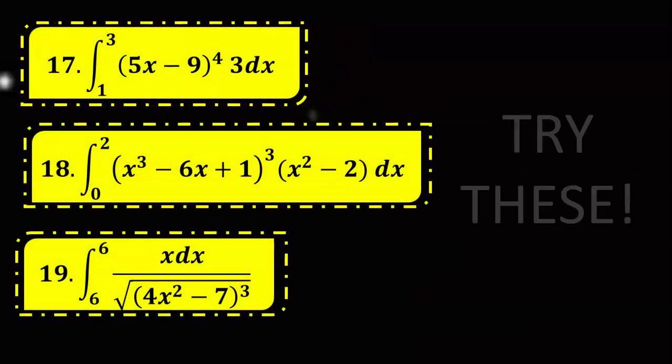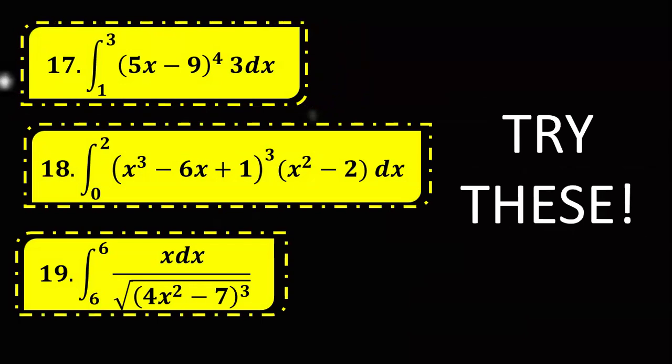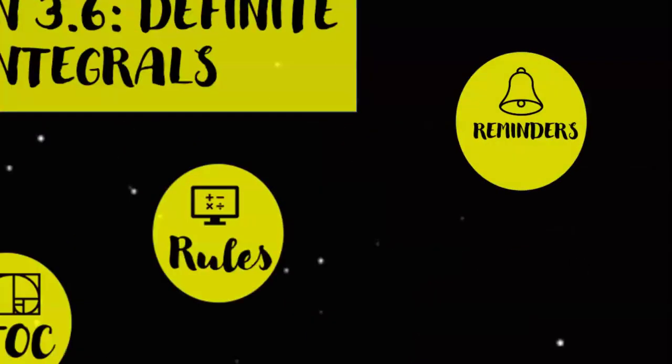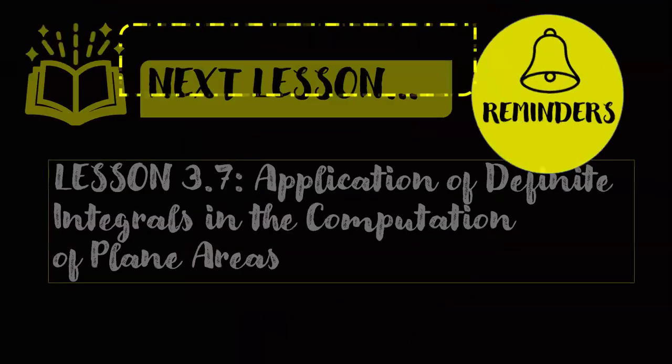So, can you try this one? Actually, look at number 19. This is 0 already because of these boundaries. But all of these three are solvable using substitution rules. So you have to review substitution, okay? That's in one of the topics. So you have to recall how to get the integrals using substitution. So, we're done. Simple reminders.